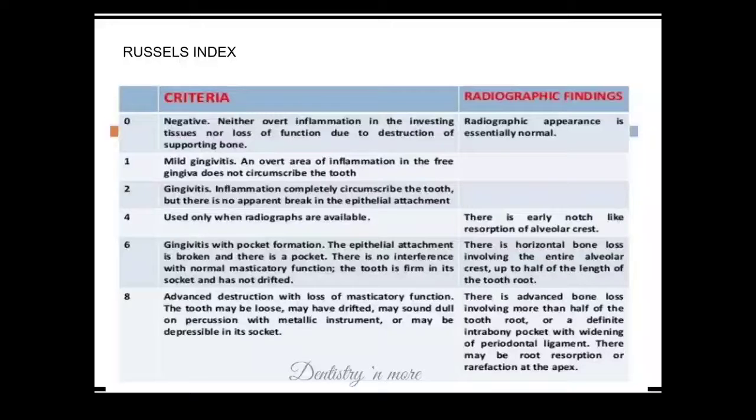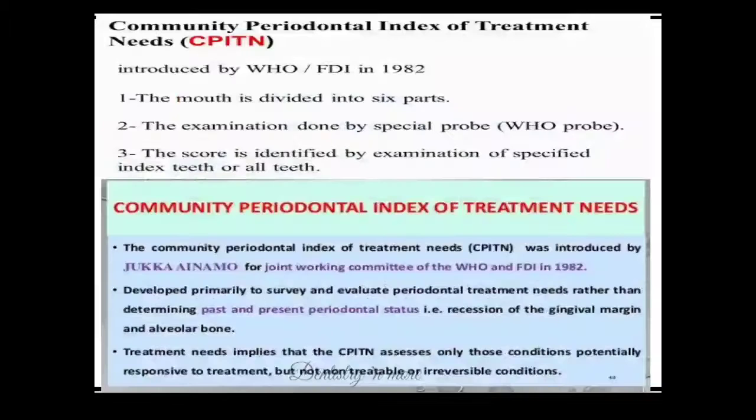Russell index is commonly asked. We know Russell index is a periodontal index given by Russell. It has got 6 codes: 0, 1, 2, 4, 6 and 8. 0 is negative, 1 is mild gingivitis, 2 is gingivitis. 4 is used only for radiograph, 6 is pocket formation, and 8 is loss of masticatory function.